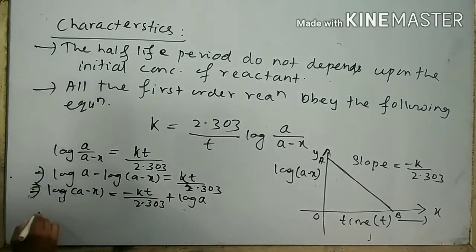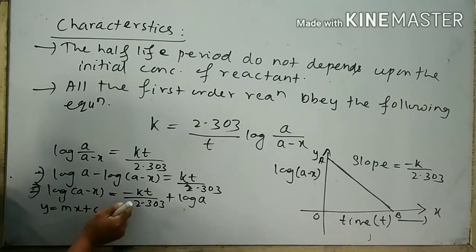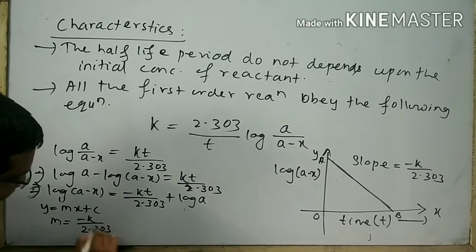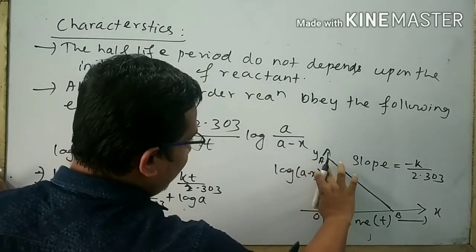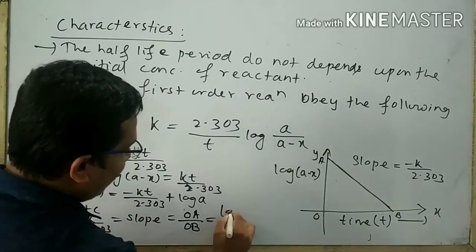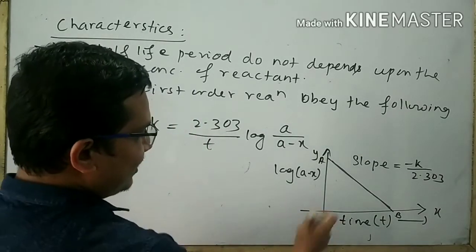Now compare this equation with y is equal to mx plus c. Here log A minus x is considered as y, which is taken on the y-axis, and t is taken on the x-axis. As a result, the value of m is equal to minus k by 2.303. So we can write m is equal to minus k by 2.303, which is equal to slope, and we know that slope is equal to OA by OB, and we can write log A minus x by t.